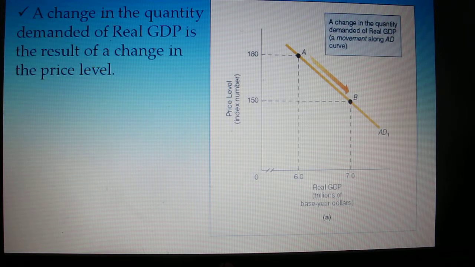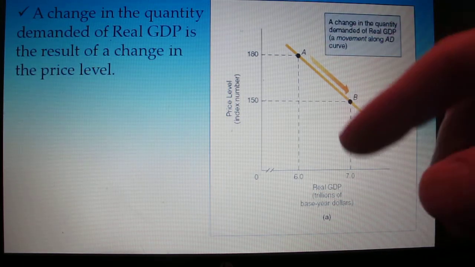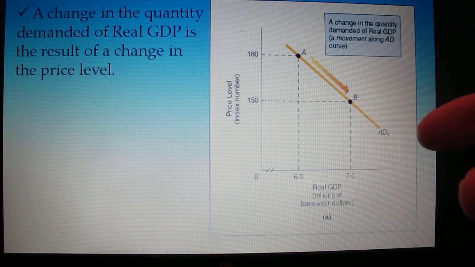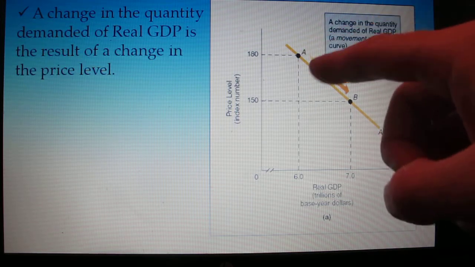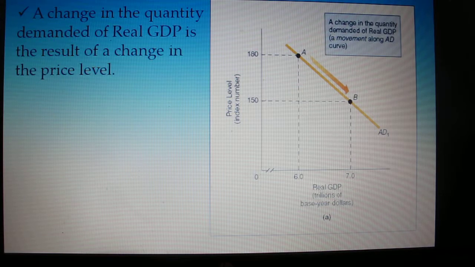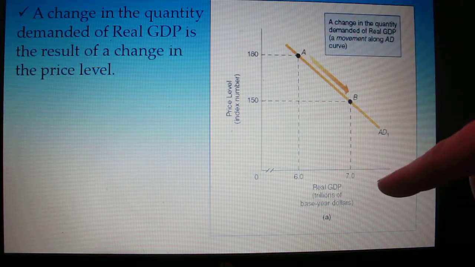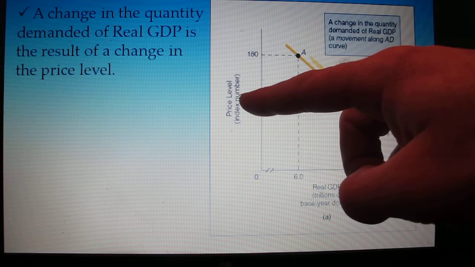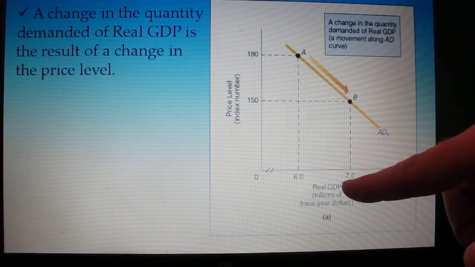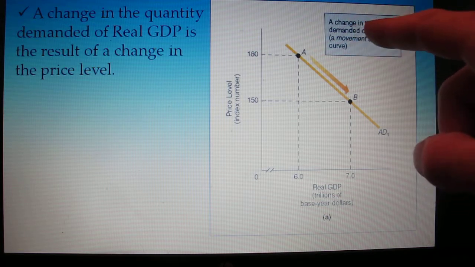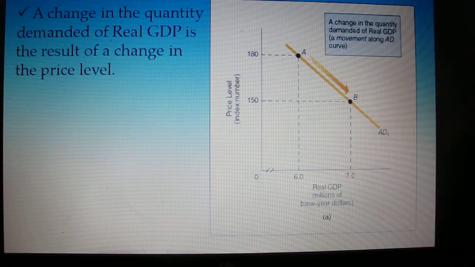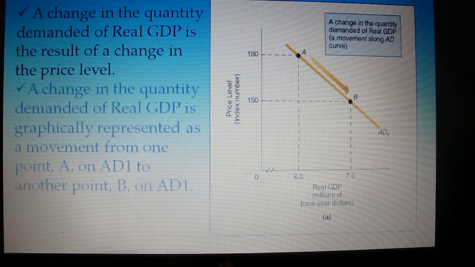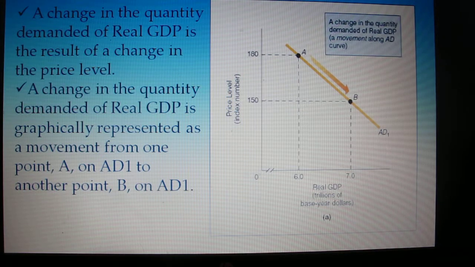Okay, so a change in the quantity demanded of real GDP is the result of a change in the price level. We went through this in chapter 3, if you recall, and I said a change in price will lead to a change in quantity demanded. Same thing is holding true for this model. I know that they're different terms, but it's still a P and it's still a Q. The P now stands for price level rather than price, and the Q now stands for real GDP, but the same idea holds. A change in quantity demanded of real GDP is the result of a change in the price level. Okay? So that's something that you do need to know.